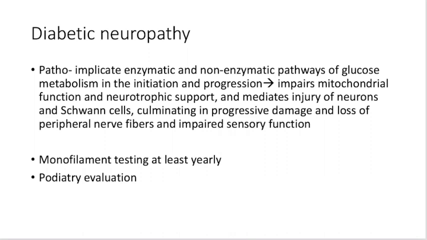Neuropathy, so this is both enzymatic and non-enzymatic pathways of metabolism of the glucose, impairs mitochondrial function, neurotrophic support, mediates injuries of the neurons and Schwann cells because we're in the periphery, culminating in a progressive damage and loss of peripheral nerve fibers, impairs sensory function.